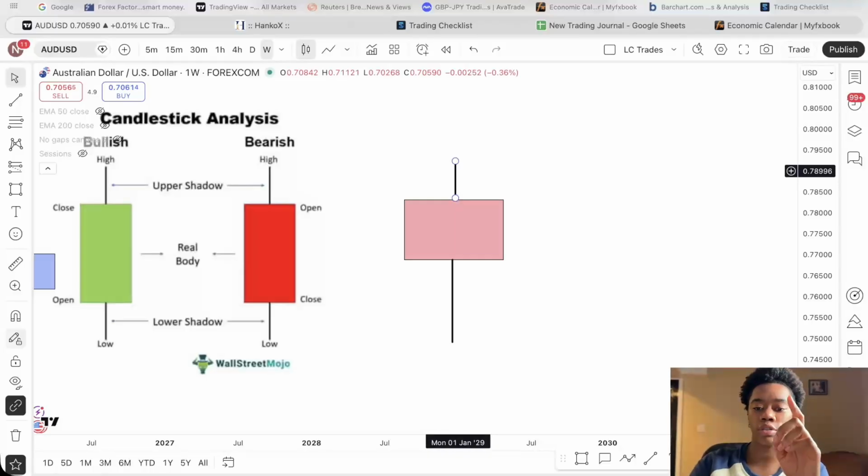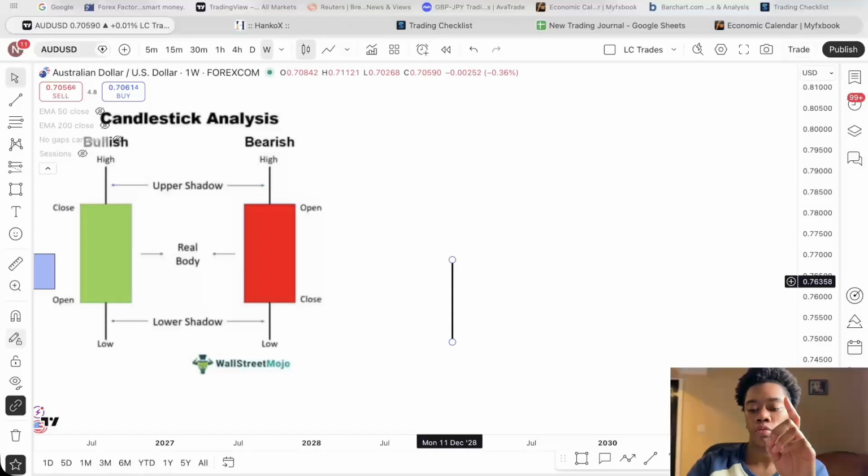However, what I will say is that you cannot just use wicks alone to get into a buy or a sell. You cannot just use all of that stuff.